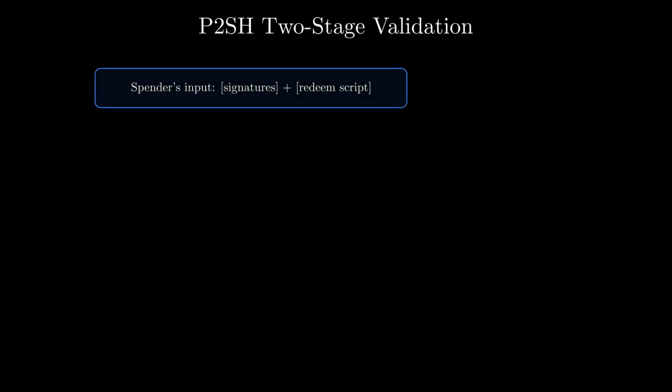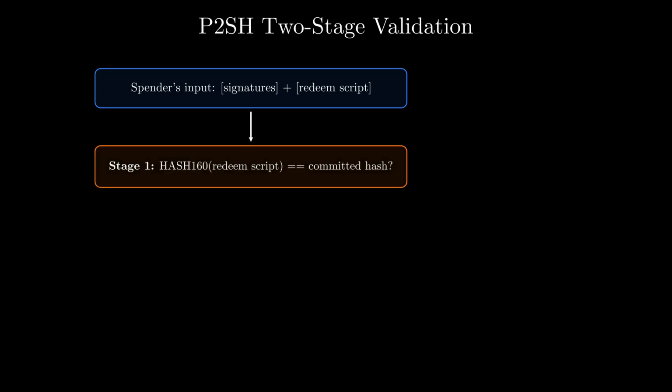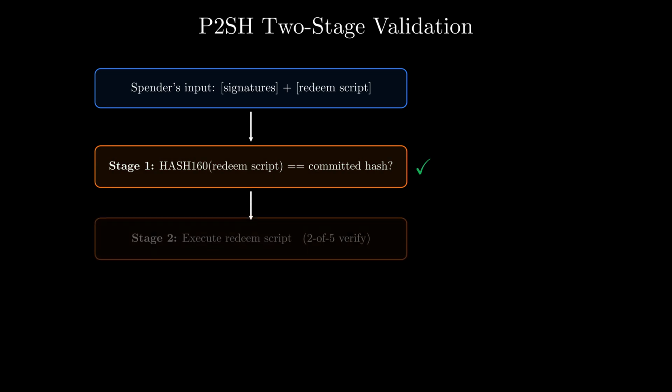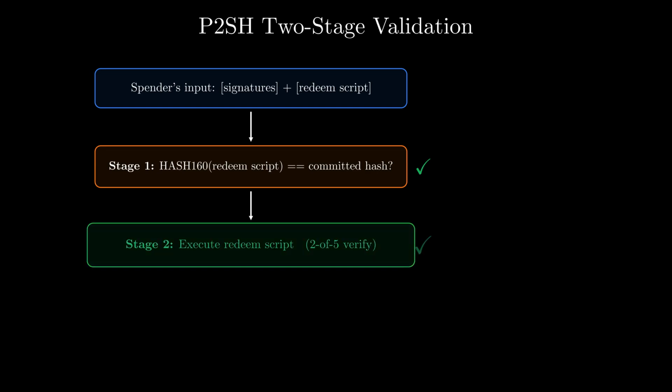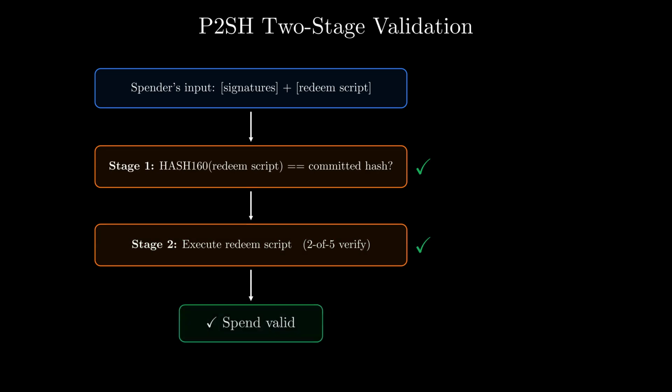When Mohammed eventually spends those coins, validation happens in 2 stages. The spender's input contains both the signatures and the original redeem script. Stage 1. Hash the presented redeem script and check it matches the committed hash in the output. If yes, this really is the script Mohammed promised. Stage 2. Execute that redeem script with the signatures provided. If 2 of the 5 signatures verify, the spend is valid.